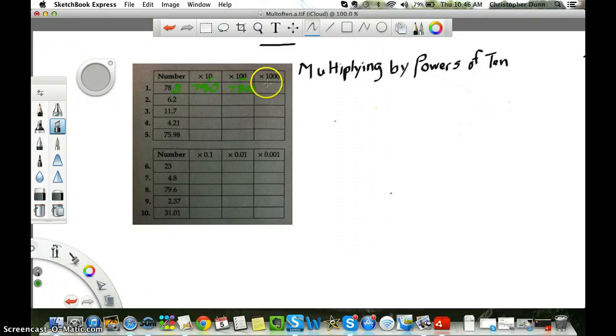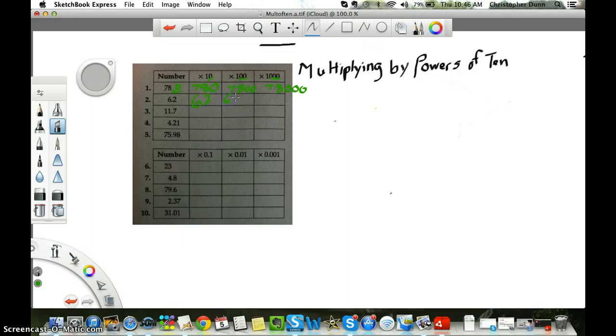78 times 1,000 is 78, and tack on how many zeros? Tack on 3 zeros. So that would be 78,000. Usually you'd put a space in between there. And just continuing, 6.2 times 10 would be 62.